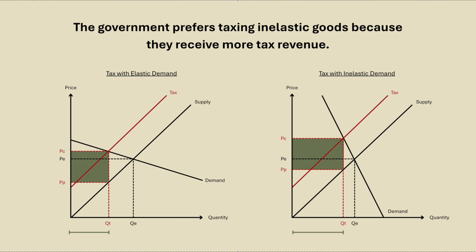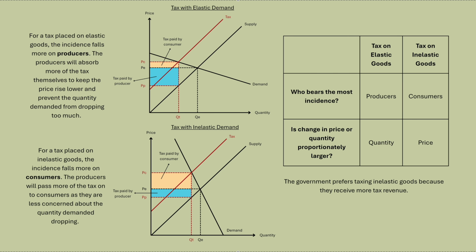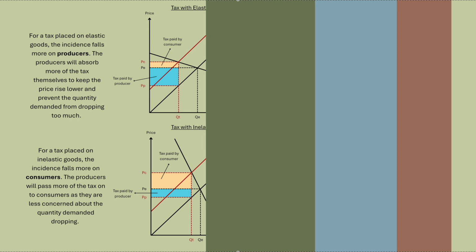Here's a full summary of the key things you need to know. For a tax placed on elastic goods, the incidence falls more on producers. The producers will absorb more of the tax themselves to keep the price rise lower and prevent the quantity demanded from dropping too much. For a tax placed on inelastic goods, the incidence falls more on consumers. The producers will pass on more of the tax to the consumers as they are less concerned about the quantity demanded dropping. And the government prefers taxing inelastic goods because they receive more tax revenue. Let's reinforce these new learnings with some practice questions.